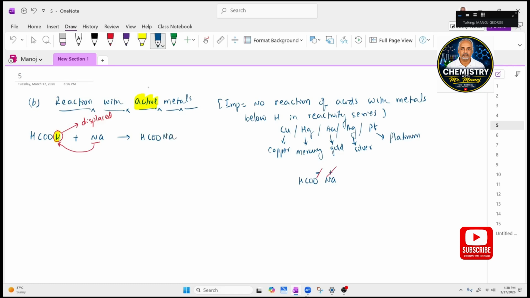And another thing, did you notice? If I ask you, what is the formula of sodium chloride? You will say NaCl. You notice that the metal comes first and then the non-metal. But for organic salts, it's the opposite. The negative ion will come first and then the positive. So that's basically how this is going to be formed. Plus this H which has got kicked out is going to form H2.